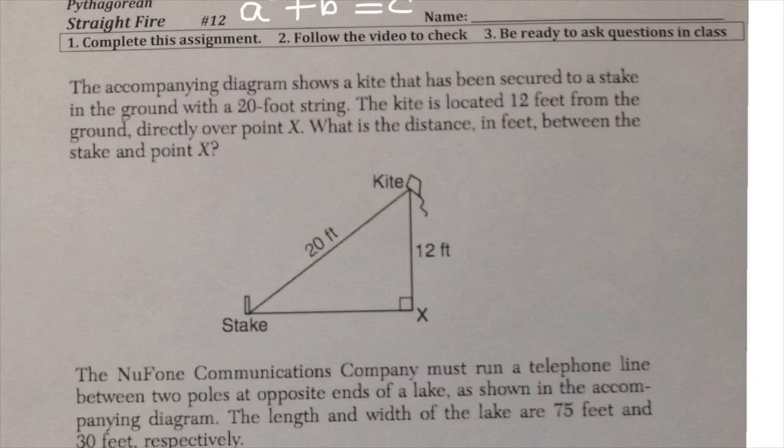We're looking for the distance in feet between the stake and point X. So we're looking for this distance here. And I'm going to put a lowercase x there to stand for the distance. Looking at the sides that I have, I could call this one a. Then this one would have to be b. And this one, no matter what, has to be c. The 20 is the hypotenuse for sure.